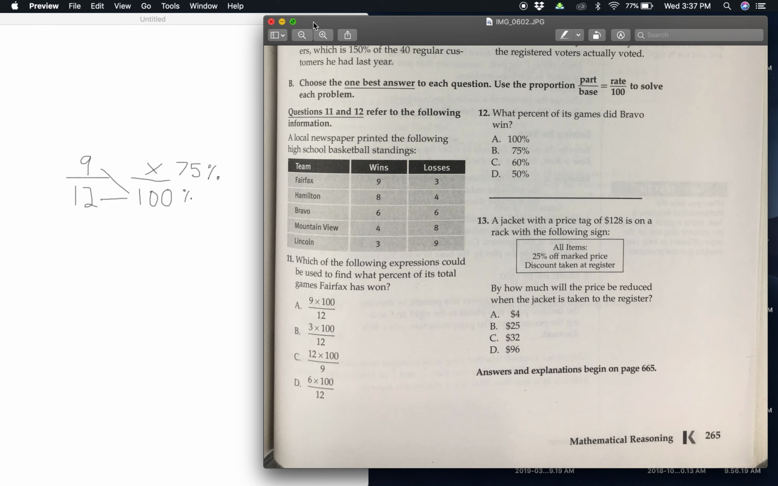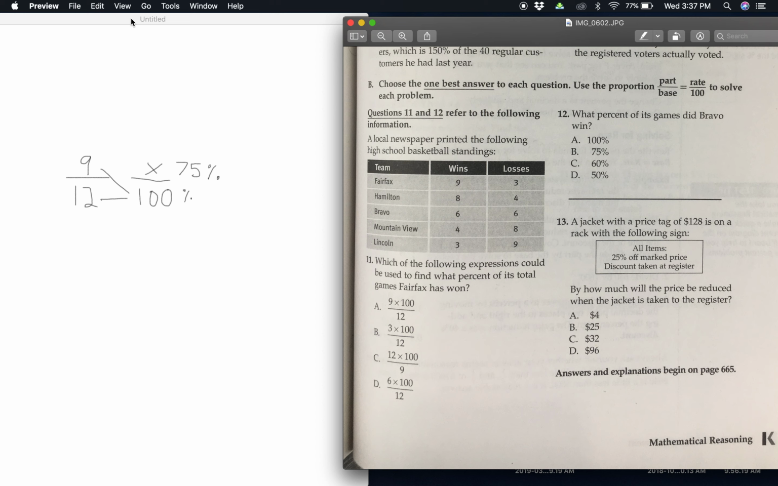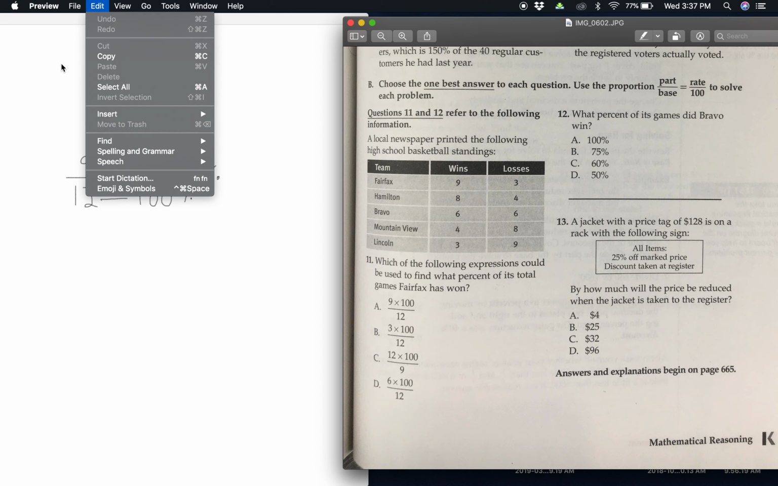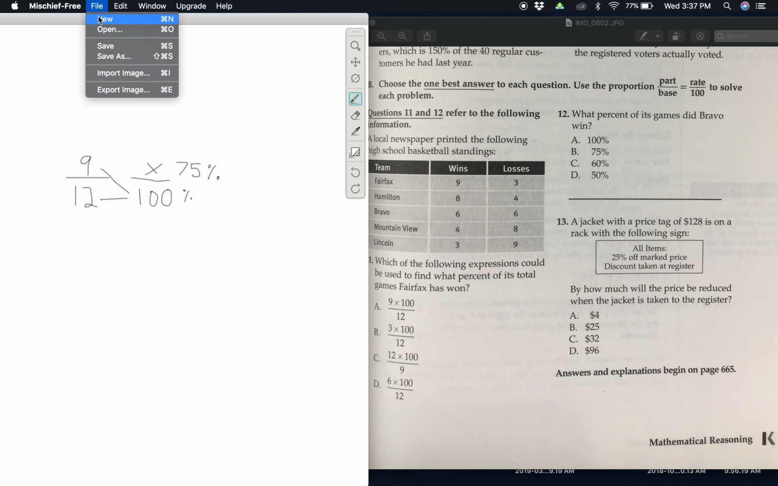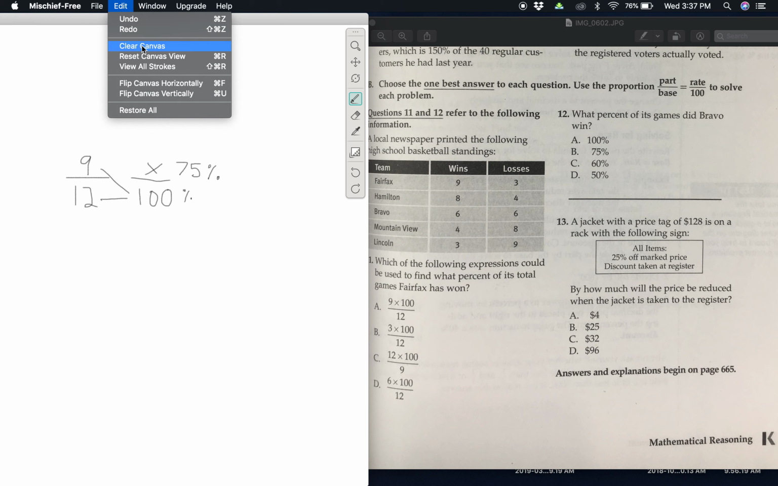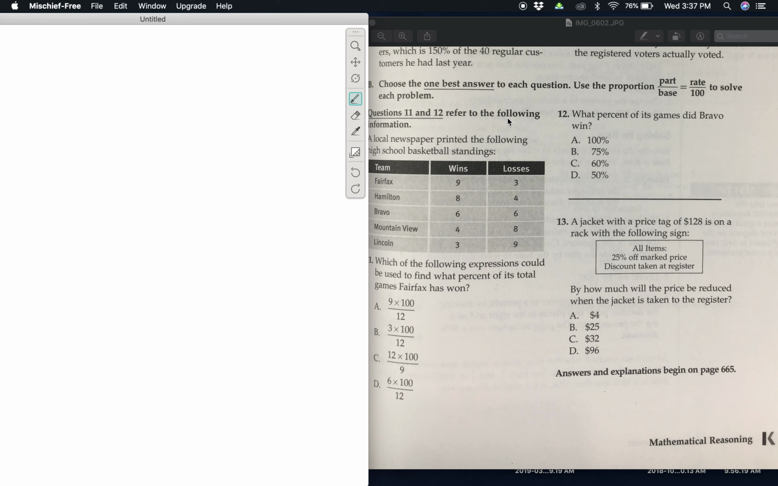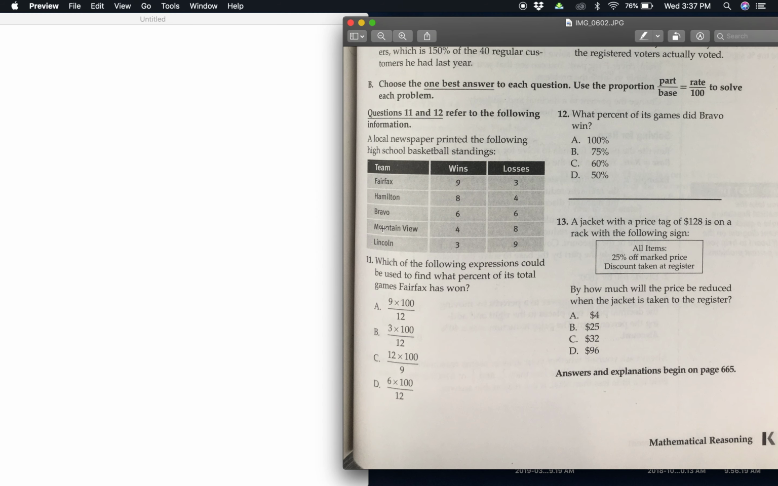Okay, now numero 12. That is after I clear this canvas. Number 12, what percent of its games did Bravo win? So Bravo won 6 games out of 6 games. Well, we know 6 out of 6 is 100%. So they won all their games, which is 100%. That is A.